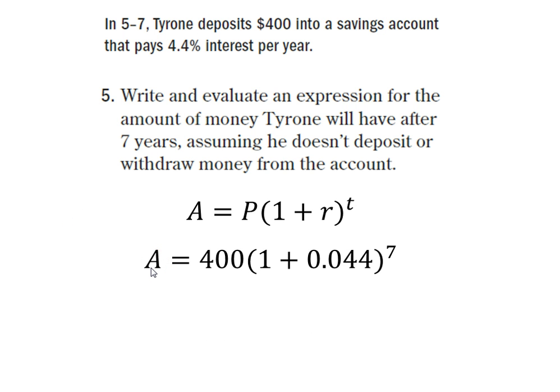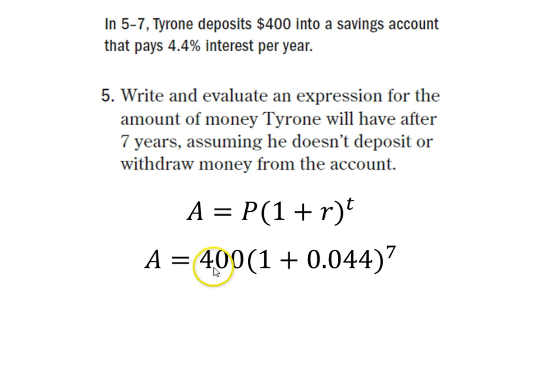The total amount, whatever that is going to be, will be found by taking 400, multiplying that by 1 plus 0.044. Notice it was 4.4%. This is 0.044 because we have to change the percent to a decimal when we plug it into the equation. And 0.044 is the same thing as 4.4% because 4.4% means 4.4 divided by 100, which is 0.044. And we replace the T with 7 because it's 7 years later, as indicated in the problem.